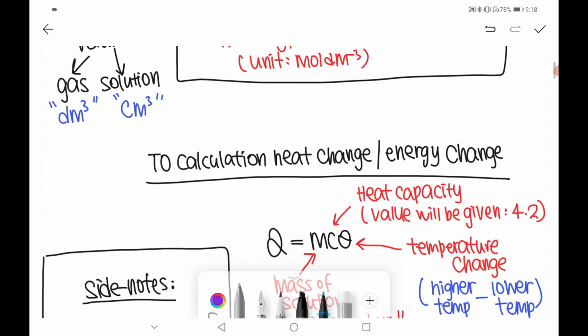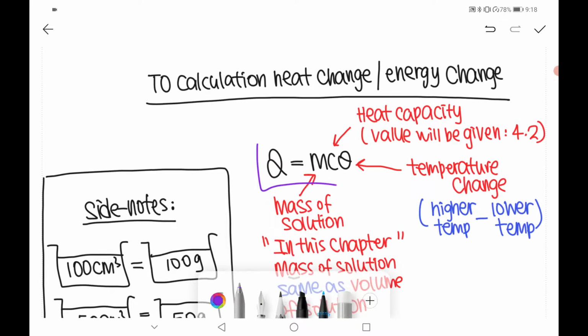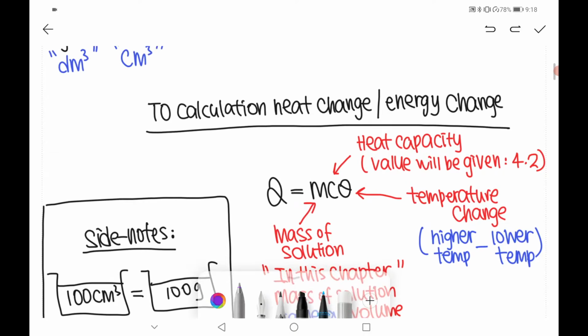Okay, so the second formula is Q equal to mcθ. If you are learning physics, this is not too hard for you, because this formula also appears in physics. Q equal to mcθ is used to calculate heat change.